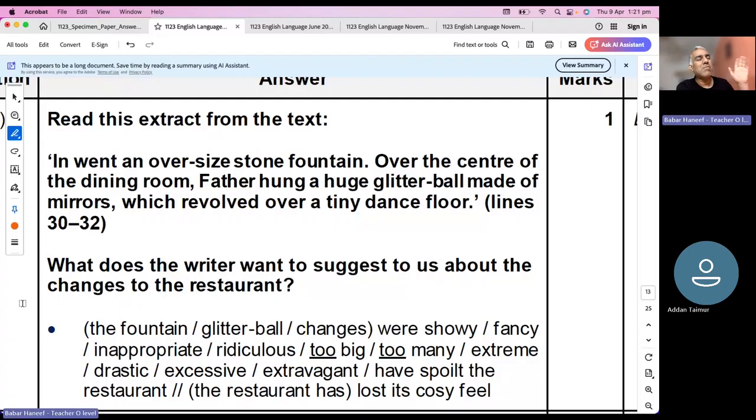In that same case, आप कहते हो नहीं यार ये तो गलत हो गया. This is what has happened over here. So he brought a very big, like you said earlier, very big glitter ball, which has spoiled the restaurant.